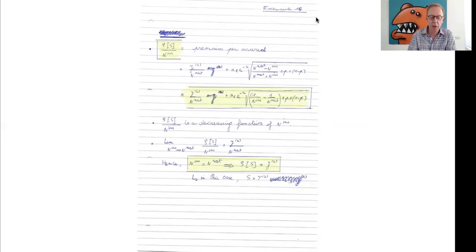Now, rho of S divided by N insured, you can easily prove that this is a decreasing function of N insured. If the number of insured increases, this term here will decrease. The first term does not change with the number of insured. And in the theoretical case that the whole national population is insured, then N insured and N national are equal, and this term even disappears. If N insured is N national, then we find that rho of S is simply equal to Y2. And that's also what we should expect.